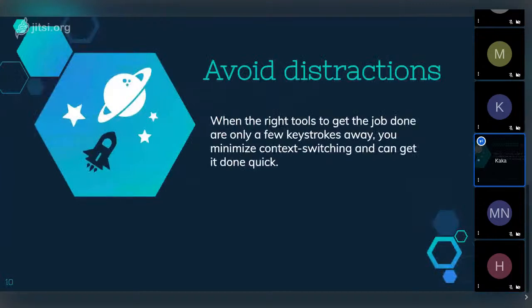When you're scrolling by, you can see Slack. You scroll by, seeing Chrome, scroll, find your IDE. So avoid distractions. When you have the right tools to get the job done, and they are only a few keystrokes away, you minimize context switching, and you can get it done quickly. So with Vim, the mantra is type as little as possible to get the work done.